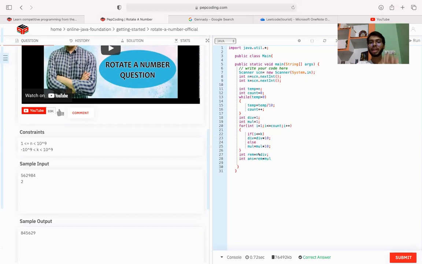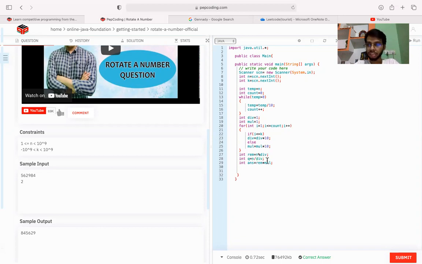So after multiplying it with the multiplier, what will be my answer? It is holding 84,000. After doing this, I also need my quotient part. So how am I going to take the quotient? Let's make it q. In this quotient value, I'm just storing n divided by division.